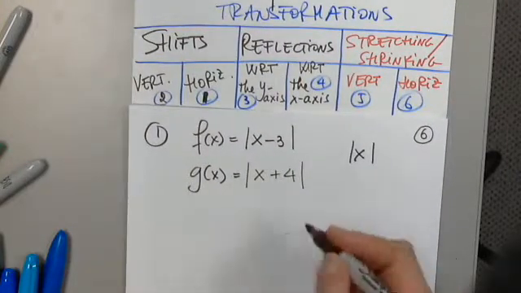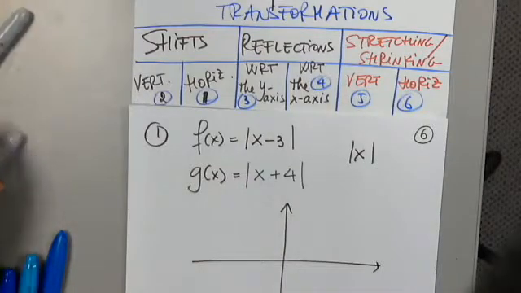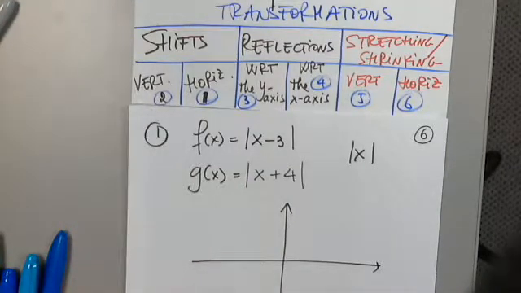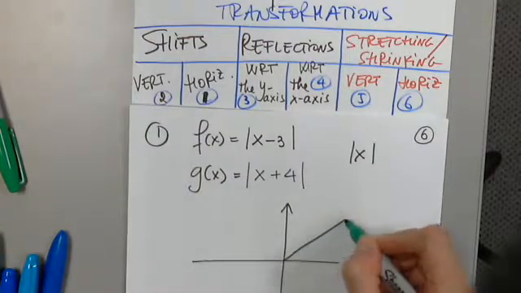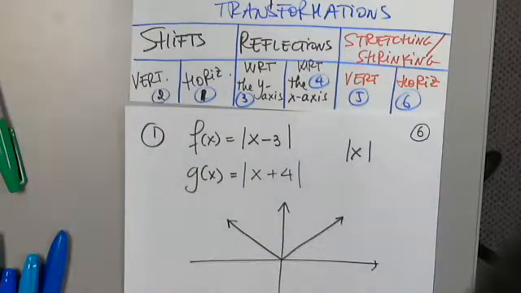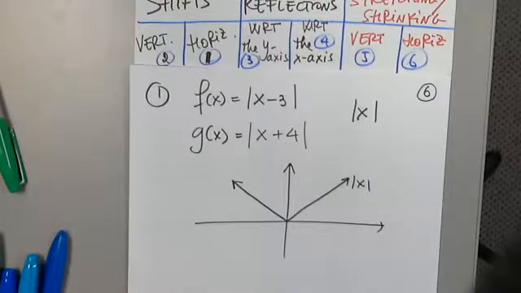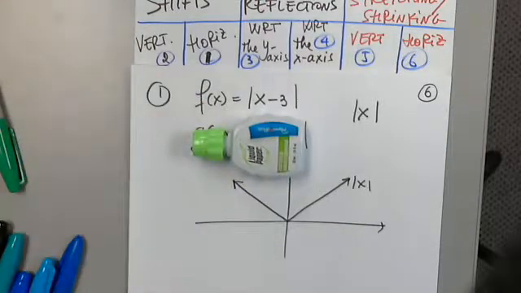I am going to graph the absolute value of x right away. Here's the graph of the absolute value of x. I want the green. So this is the absolute value of x. Let's not look at g. I don't need g for now. I only need f.